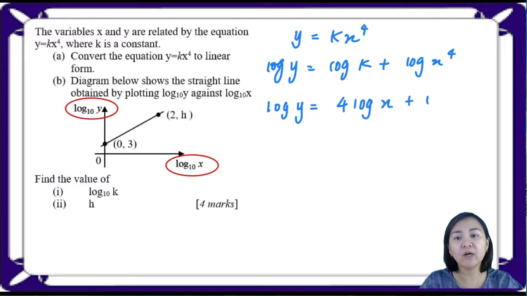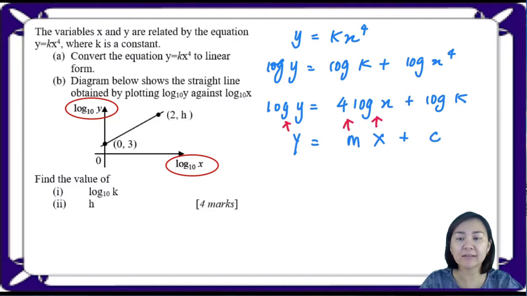Then we arrange it in the form of y equal to mx plus c. Compare it to y equal to mx plus c. We notice that our log y is our axis of y. The value of m is equal to 4. And our axis of x is log x. And our value of c, which is our intercept of y, is equal to log k. So we have already answered part A, which is to convert into the linear form.